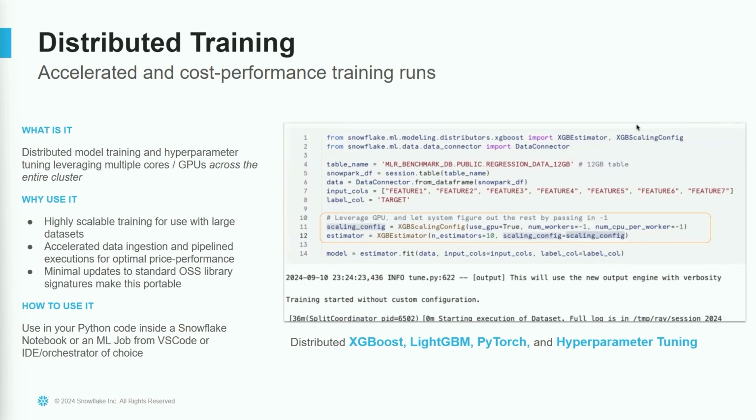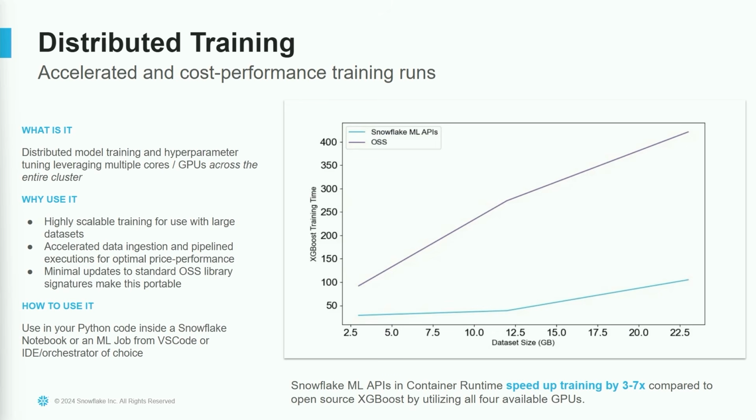In this code snippet, you can see this is for standard XGBoost training. It is a standard estimator style interface. And the only additional parameter you have to provide is a scaling configuration, so that if you want to do any differentiated scaling other than the default scaling we provide, you can configure that.